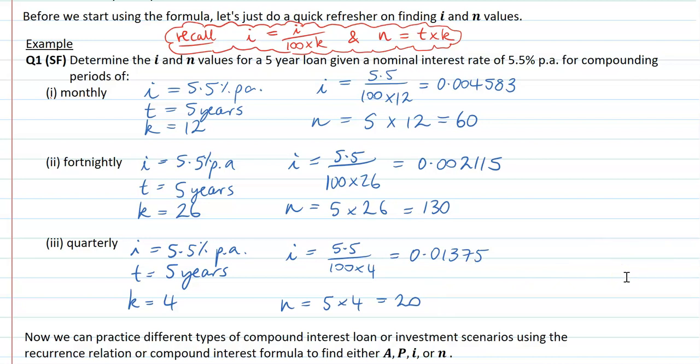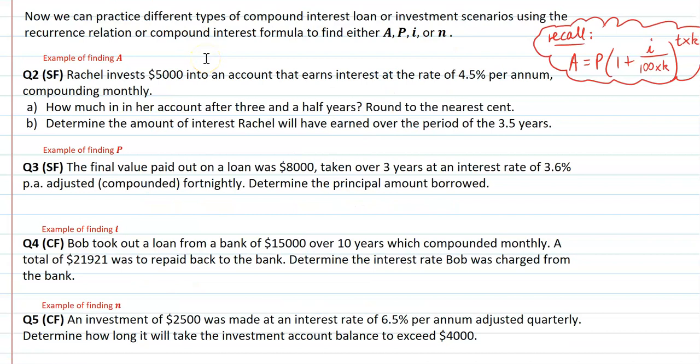Where we're applying some compound interest loan or investment scenarios, and we're looking at how we can find the different variables within that formula. Okay, so I've put together 4 examples, each one finding a different variable within the formula. Question 2 is looking at finding the A, or the balance in an account. Question 3 is looking at finding the initial balance, or the P value. Question 4 is looking at finding I, or the interest rate.